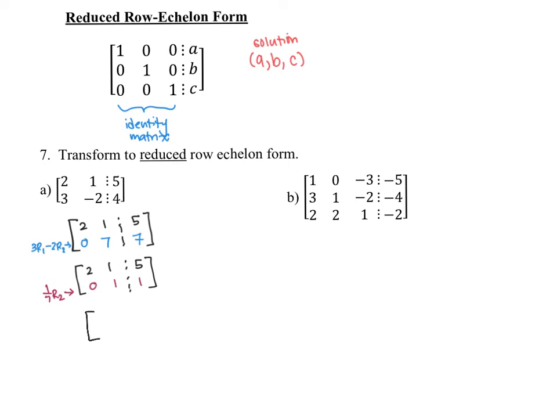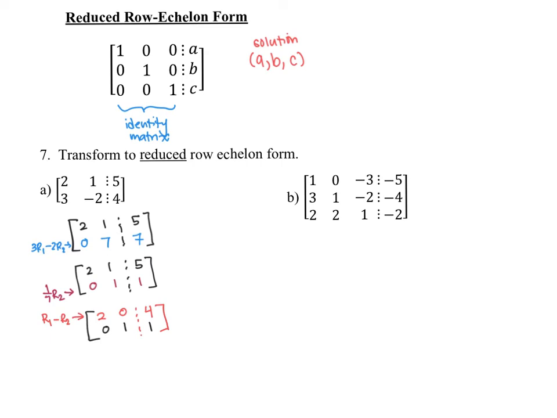So how about R1 minus R2? There's more than one way to do this, but because reduced echelon form is unique, the reduced form will end up the same. So let's see, 2 minus 0 is 2, 1 minus 0, 1 minus 1 is 0, 5 minus 1 is 4. And the second row, I kept it as 0, 1, 1.